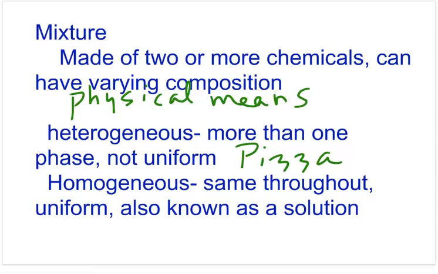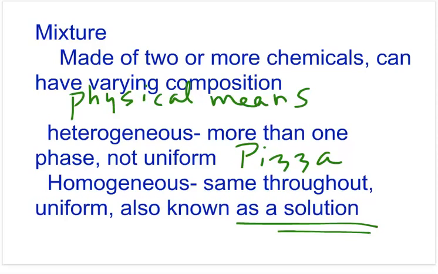And then the homogeneous mixture, which is also known as a solution. The definition of solution is homogeneous mixture. That means they're the same throughout. So it has uniform composition. And an example of this would be salt water.